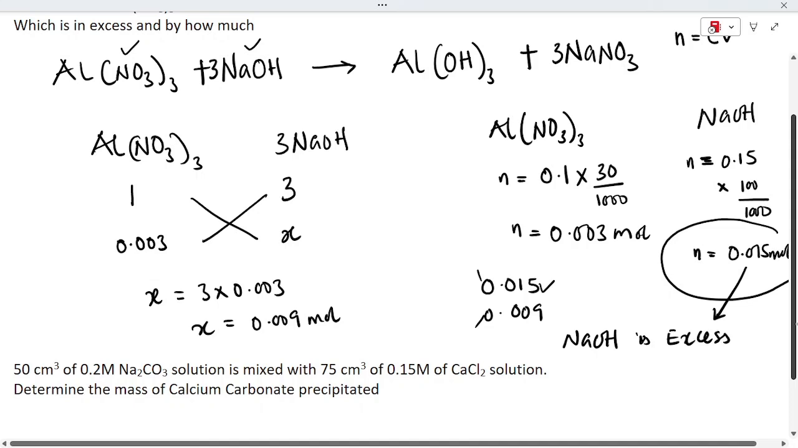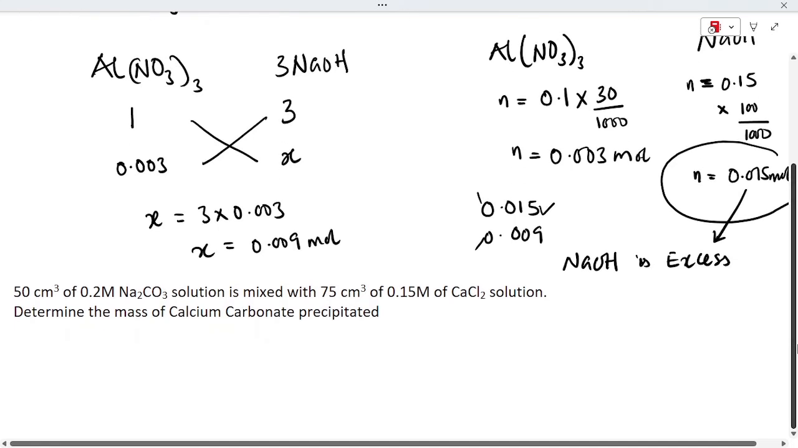By what amount? It is 0.015 minus 0.009. And if you subtract that, you should be having 0.006 moles. So sodium hydroxide is excess by 0.006 moles. That's simply how it is done.